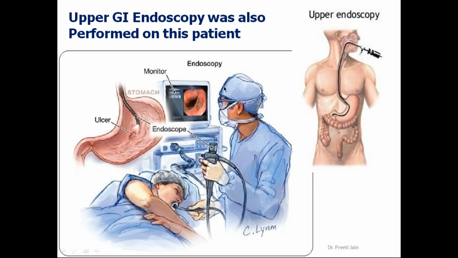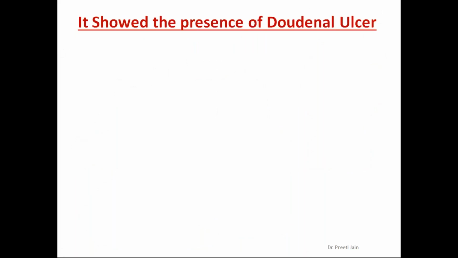Another investigation which was done was the endoscopic examination. Upper GI endoscopy was also performed on this patient, and this is showing you how an upper endoscopy is performed. This is a fiber optic tube which is introduced through the mouth, goes into the esophagus, goes into the stomach, and it is visualized on a monitor, right? So this is how the endoscopic visualization is done. You have upper as well as lower, so we are concentrating on the stomach part today. The upper GI endoscopy showed the presence of a duodenal ulcer.